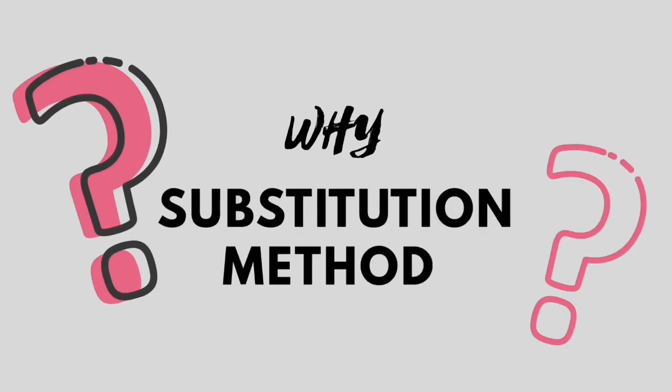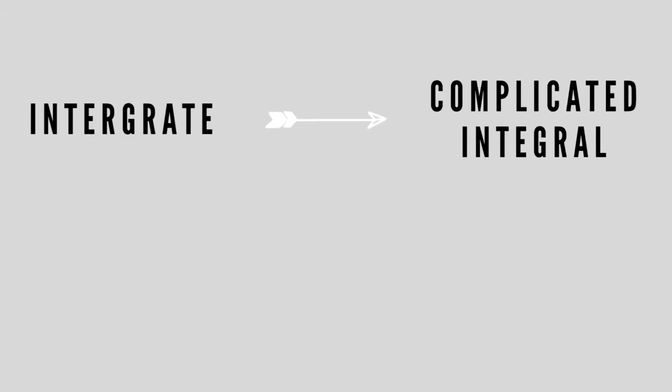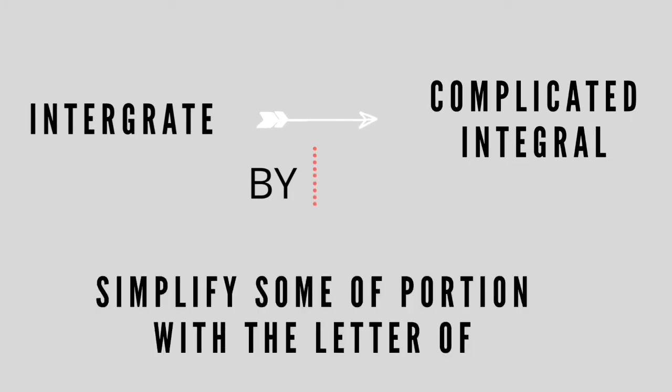Why do we need to use the substitution method? In the integration process, it might be easy to integrate a simple polynomial expression, but what if we are given a complicated integral that involves trigonometry, ln, and exponential? The substitution rule allows us to solve such a complicated integrand by simplifying some portion of it with the letter u.